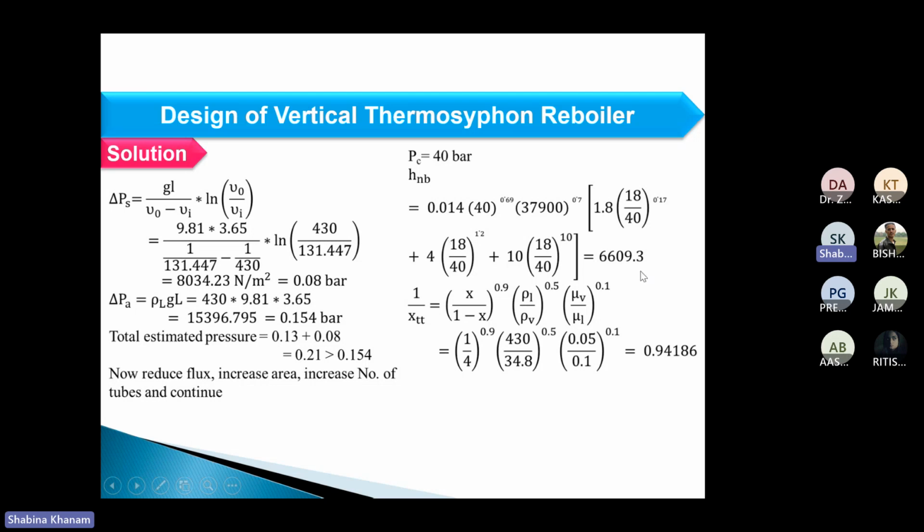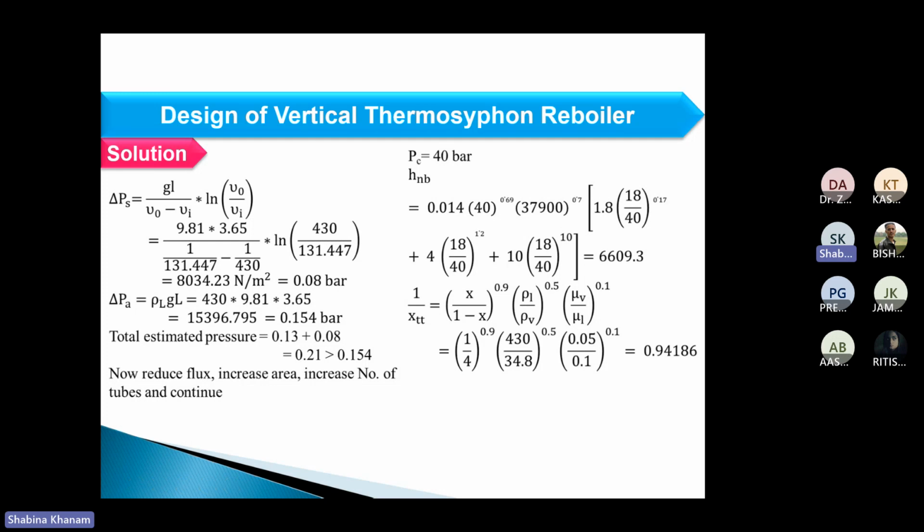As I have told you, when vapor is there, we need to consider nucleate boiling. So this is the expression for nucleate boiling. That expression we have already discussed in the last class. In fact, we have already seen this in the kettle reboiler. So 40 bar is the critical pressure, I think that is not given in the problem. And here you see this is the Q, this is the flux.